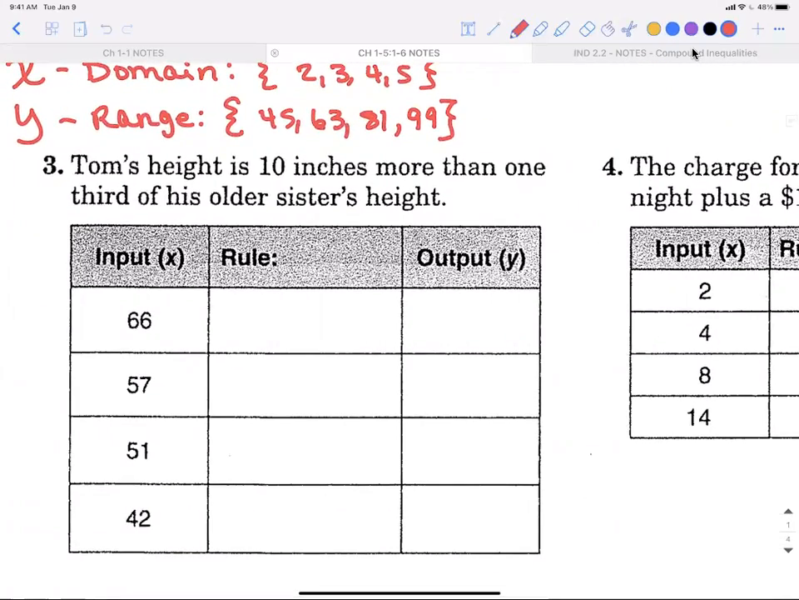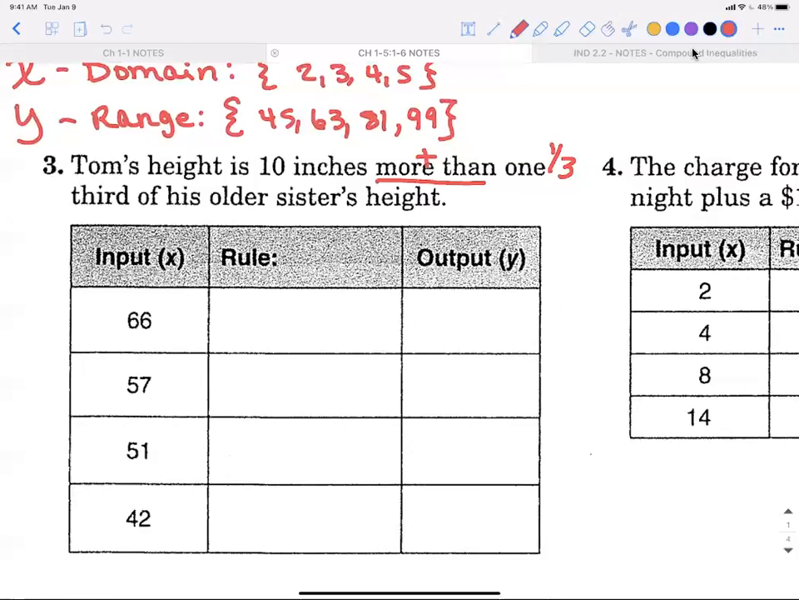So Tom's height is 10 inches more than, what's more than? Yeah, addition, good. Tom's height is 10 inches more than 1/3 of his sister's height. Well, 1/3, we know we could write that as 1/3, right? 1/3 of his sister's height. Do I want to use an S for his sister? What do you guys think? Yeah, I would use an H for height. I wouldn't use S for sister just because it'll look like a 5. So I'm going to use H for height.